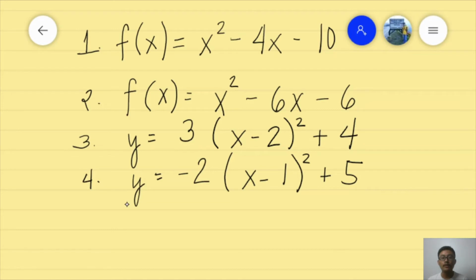Then yung numbers 3 and 4 are examples of a vertex form quadratic function, that is y equals a times the quantity of x minus h squared plus k. Then yung number 4 ganun din. So what we're going to do is doon muna tayo sa number 1. Ang gagawin natin dyan is transform natin to from general to vertex form. Dito tayo sa baba.